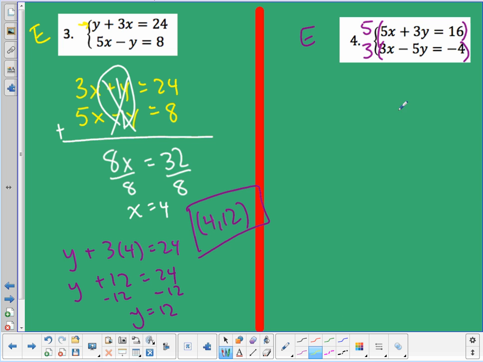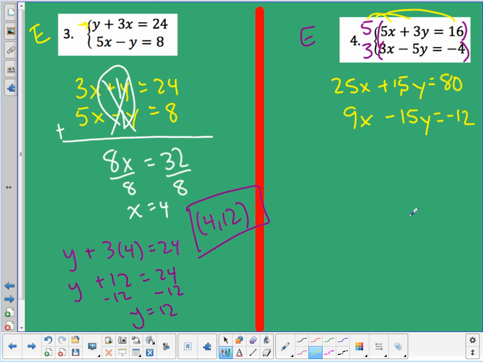And let's take a look at what that does to our two equations. For the top equation, I'm going to have 25x plus 15y is equal to 5 times 16, which is 80. The bottom equation, I'm going to have 9x minus 15y, and there's that opposite coefficient that I wanted, is equal to negative 12.